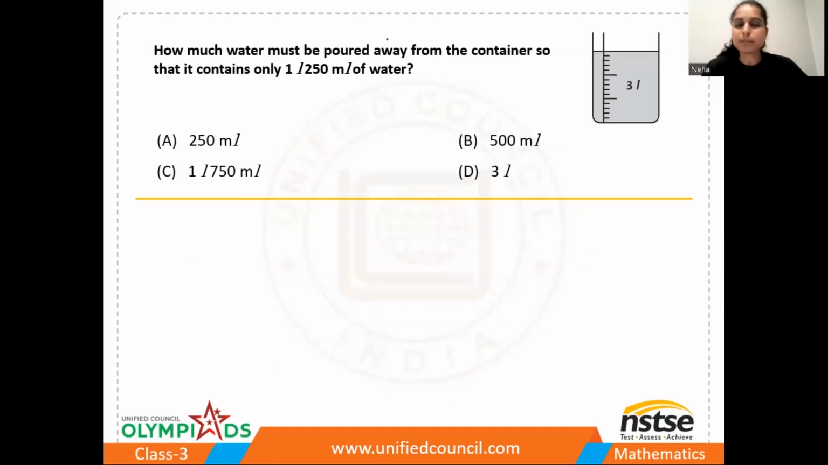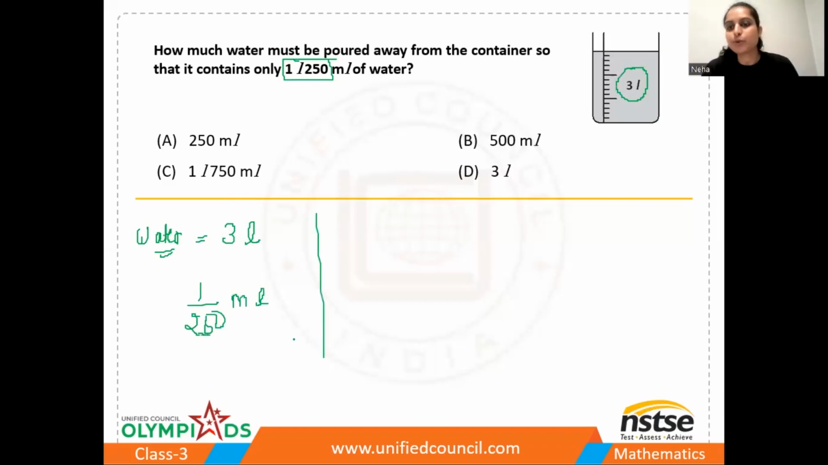How much water must be poured away from the container so that it contains only 1 by 250 ml of water? In this question, one image is given, and in the image I can see that there are 3 liters of water in the container. This is the quantity of water in the container. Now the question is saying that it contains only 1 by 250 ml of water, and this is 3 liters of water.